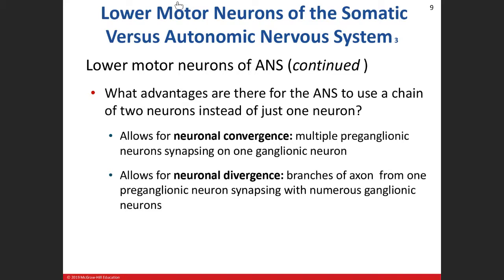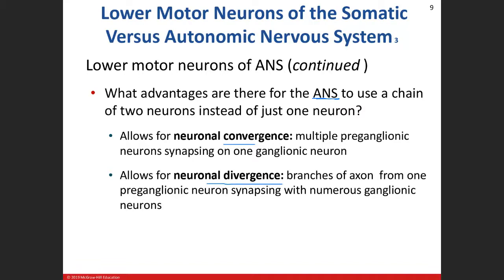Which brings me to this concept here of neuronal convergence and neuronal divergence. There is an advantage that the autonomic nervous system has in having two lower motor neurons, a two-neuron chain, and that brings up neuronal convergence and then neuronal divergence.